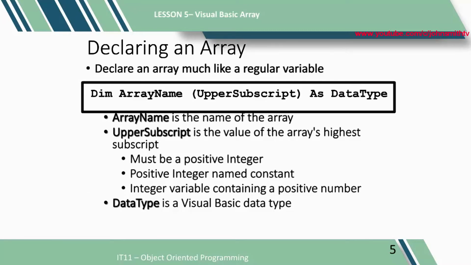How to declare an array in Visual Basic.NET. You declare an array much like you declare a regular variable. Here is the general format of an array declaration: Dim ArrayName(UpperSubscript) As DataType. Let's take a closer look at the syntax. ArrayName is the name of the array. UpperSubscript is the value of the array's highest subscript. This must be a positive integer named constant, or an integer variable containing a positive number. DataType is a Visual Basic data type.